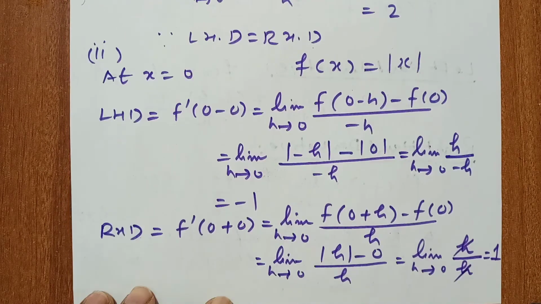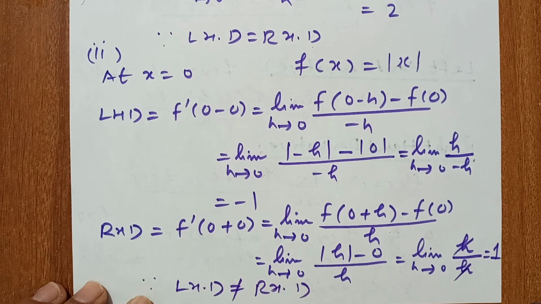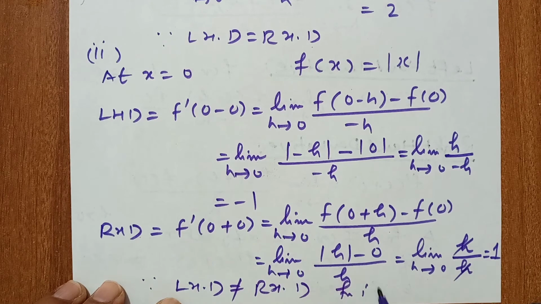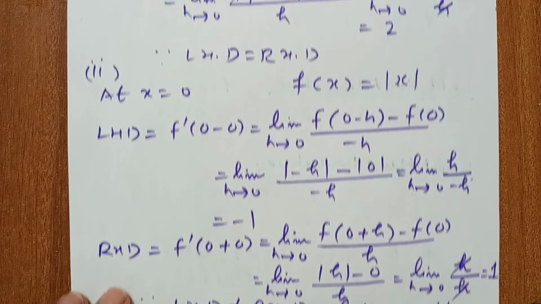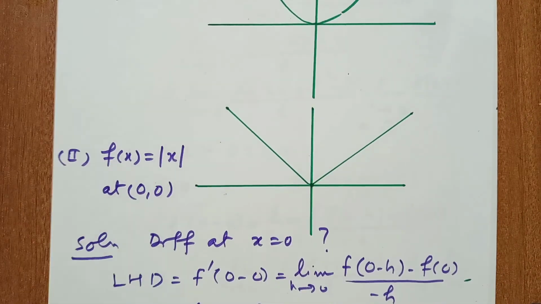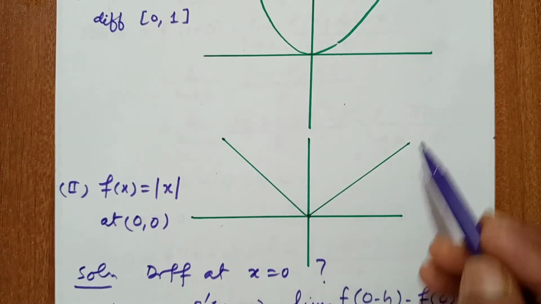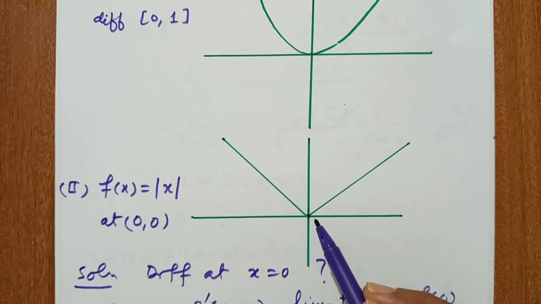So here left hand derivative is minus 1, right hand derivative is 1. So this is not equal. Since left hand derivative is not equal to right hand derivative, therefore the function is not differentiable at the origin. So it is very clear that this is our function, f(x) is equal to mod x, and this is not differentiable.